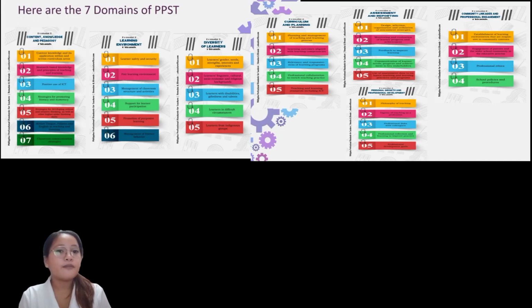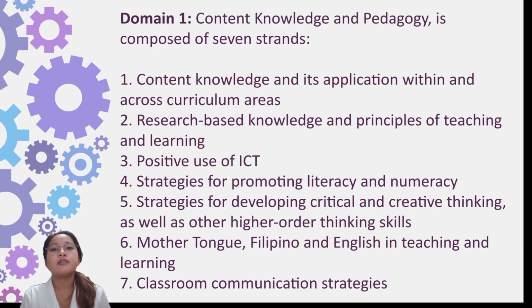Now here are the 7 domains of PPST. Domain number 1, content knowledge and pedagogy, is composed of 7 strands. Number 1, content knowledge and its application within and across the curriculum areas. Number 2, research-based knowledge and principles of teaching and learning.